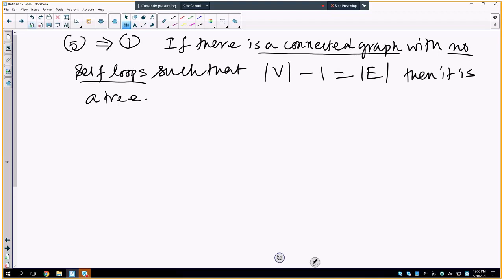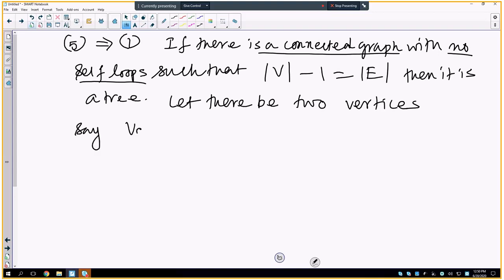the number of vertices. So we say, let there be 2 vertices in this graph, say VA and VB, such that there is a cycle.